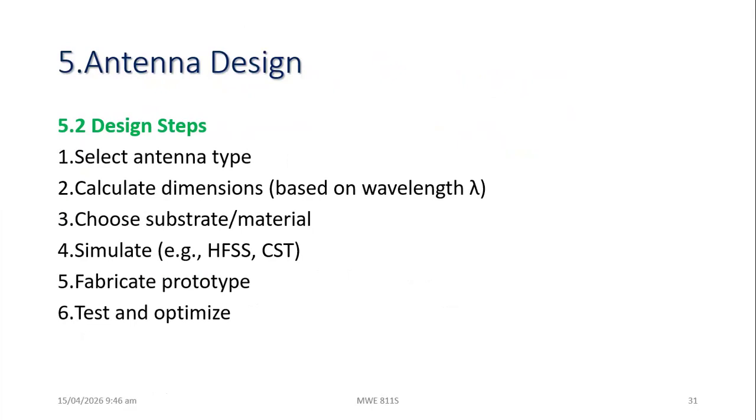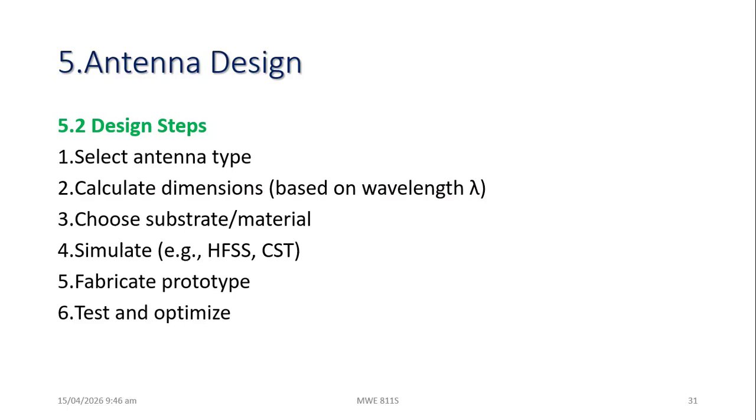So first of all, select the antenna type as the first step in designing your antenna. So what type? If it is parabolic, okay, I'm going to have a parabolic antenna. I'm going to have a Yagi-Uda antenna. I'm going to have a dipole here. So you select the type, right? Calculate dimensions based on wavelength. So based on wavelength, you can calculate the dimensions of the aperture or the dimension of the length.